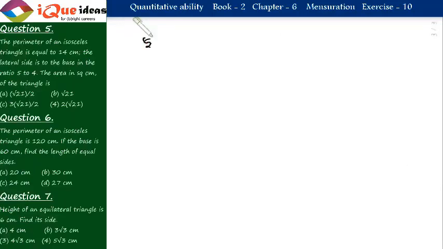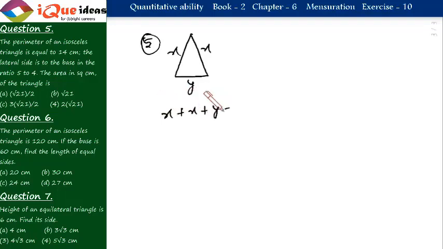Now in the next question, question number 5, it says the perimeter of an isosceles triangle. Let's say this is the isosceles triangle and we take the sides to be x, x and y. The perimeter is 14, so x plus y is equal to 14, and it is given that the lateral side is to the base. Now lateral sides are x and base is y, so x is to y is equal to 5 is to 4. So let's take x equal to 5k and y equal to 4k.